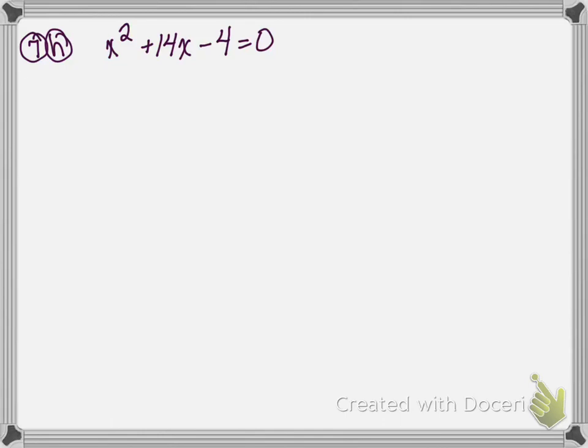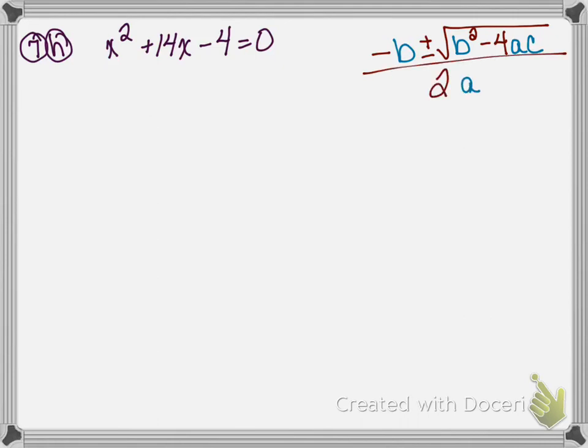So the quadratic formula is negative b plus or minus the square root of b squared minus 4AC, and that's all over 2a. Now the blue I am plugging in, and the red is part of the quadratic formula. So a, b, and c, for x squared plus 14x minus 4, a is 1, b is 14, and c is -4.